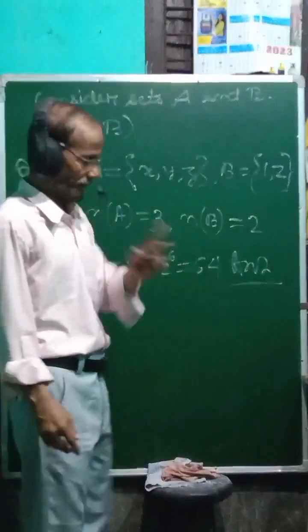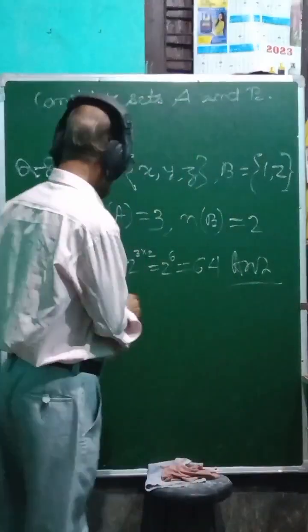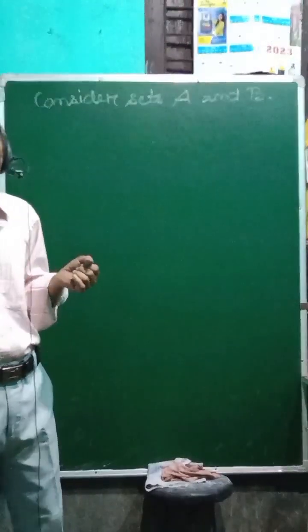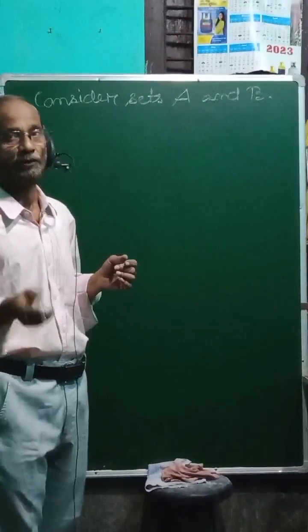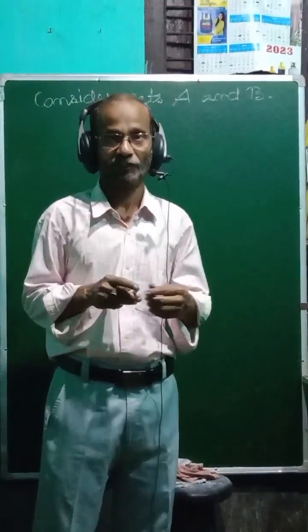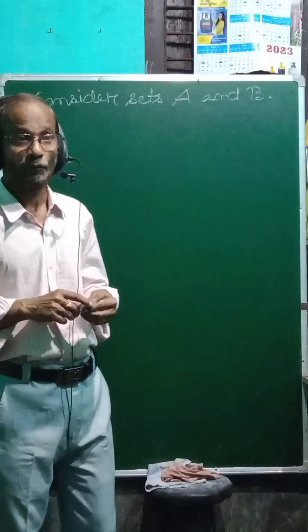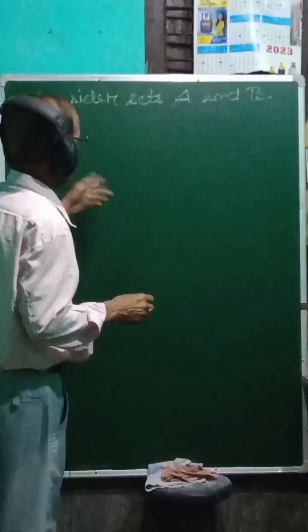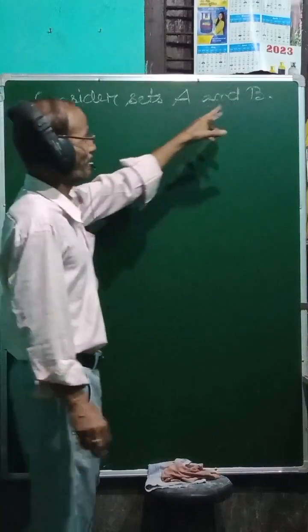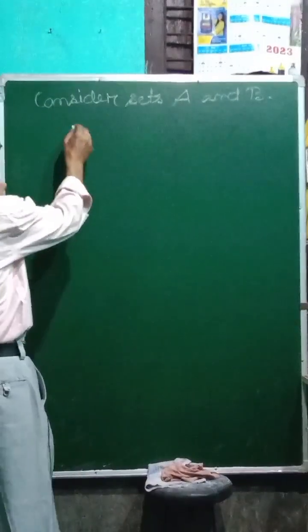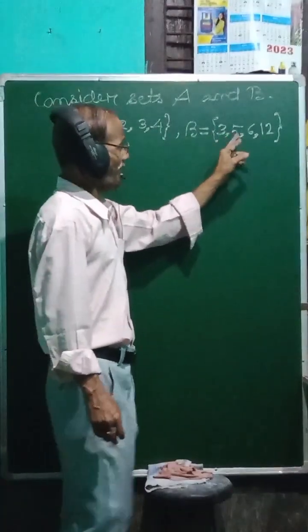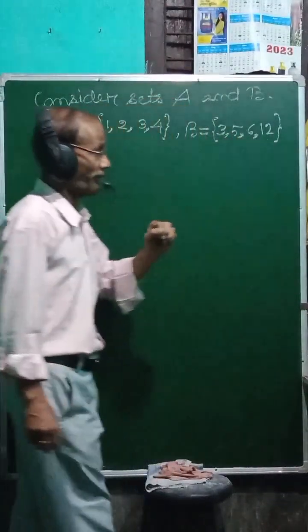By the way, we have done one problem from the exercise. Now we are understanding how to describe a relation in terms of roster form, set builder form, and arrow diagrams, and how to find the domain, range, and codomain. So consider sets A and B such that A is equal to {1, 2, 3, 4} and B is equal to {3, 5, 6, 12}.